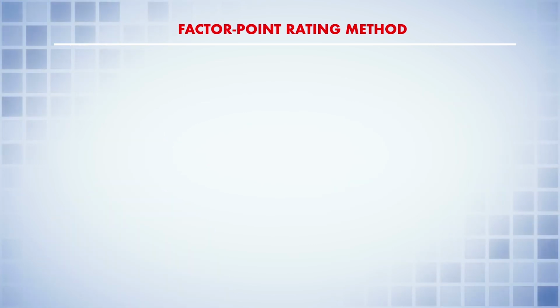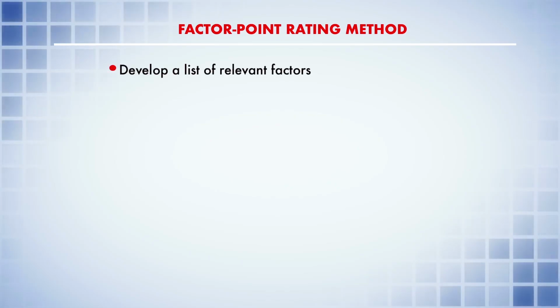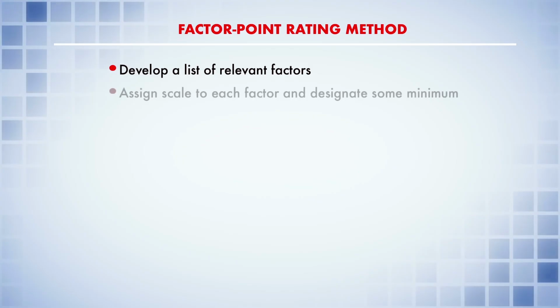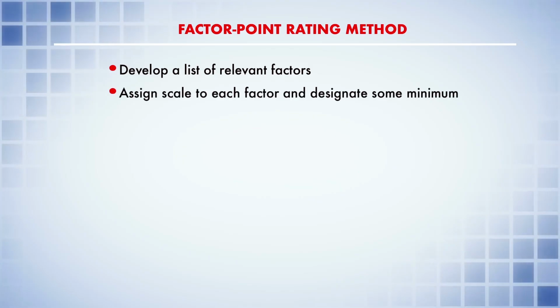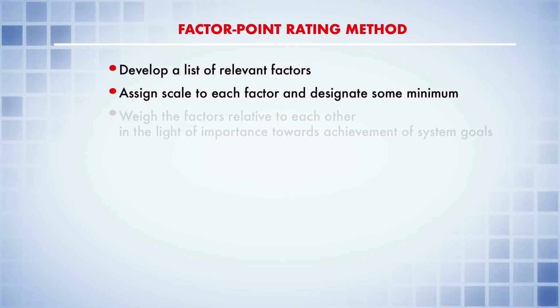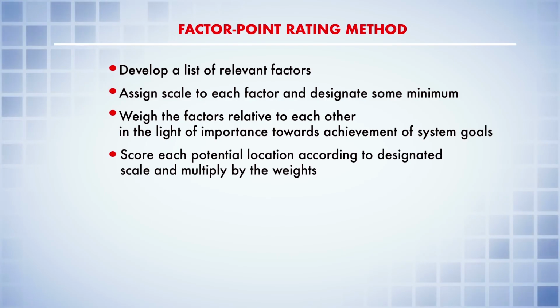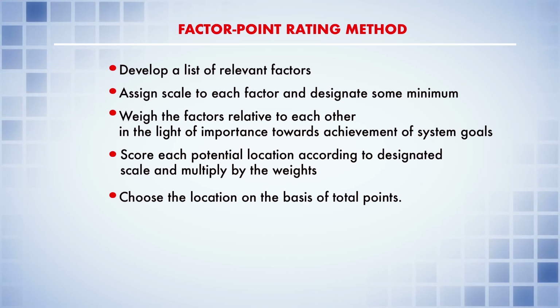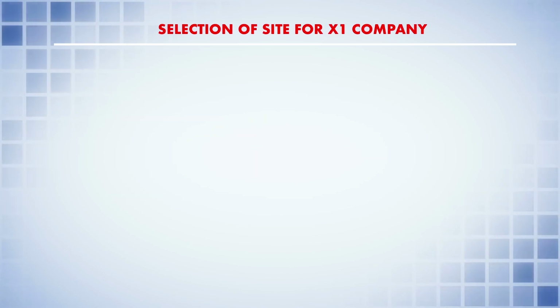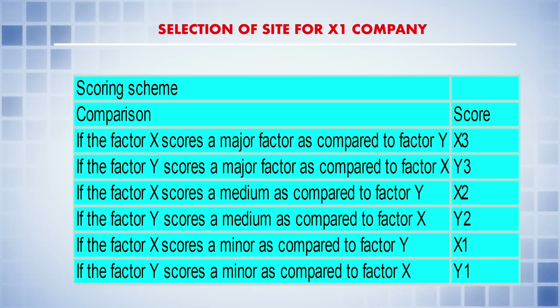Now, in case of the factor point rating method, we will develop a list of relevant factors, we will assign a scale, we weigh the factors, we will make a comparison among the factors, then score each potential location on the basis of some scale, and then we will choose the location on the basis of the total point.